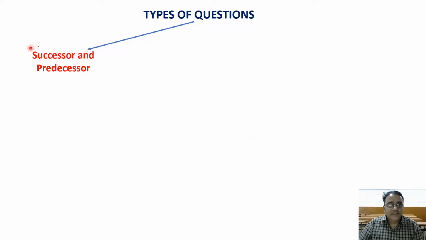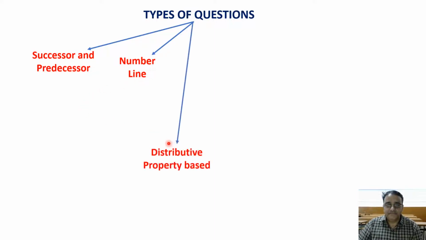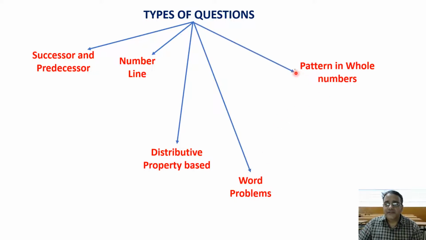First type, successor and predecessor. And the second type, number line. In number line, we have again 4 types of questions. One is that we will see later. The third question is distributive property based questions. And the fourth one is word problems. And the fifth one is pattern in whole numbers.